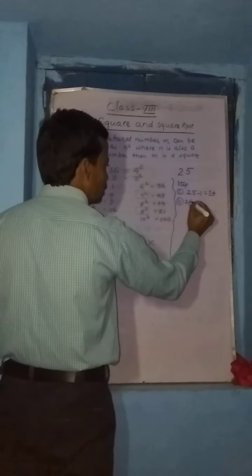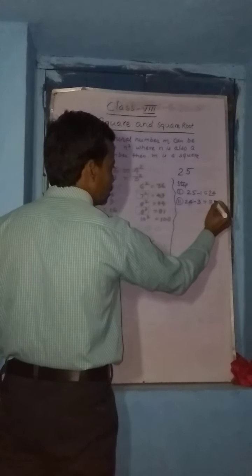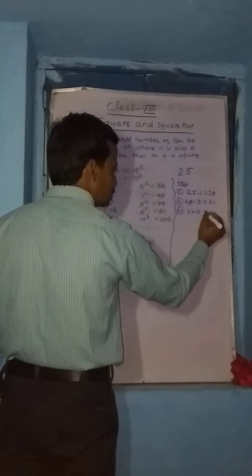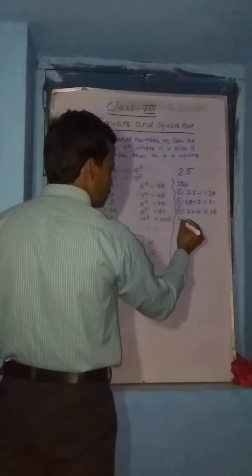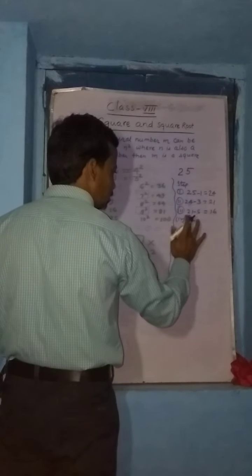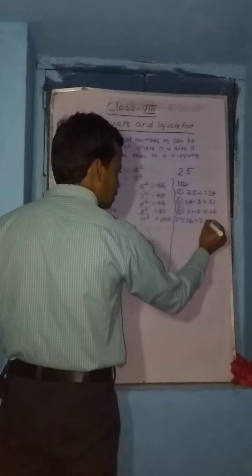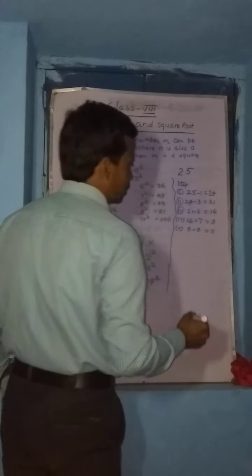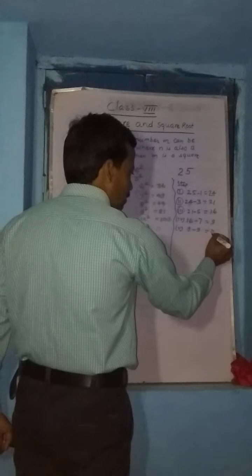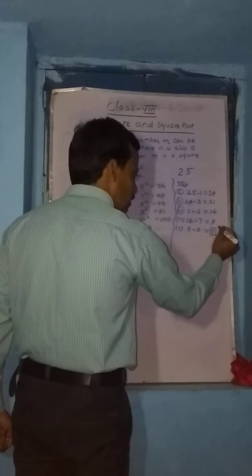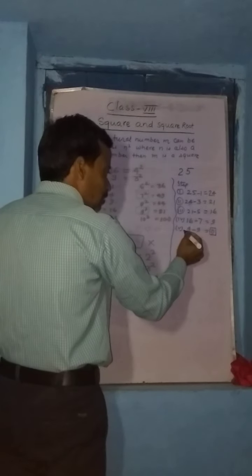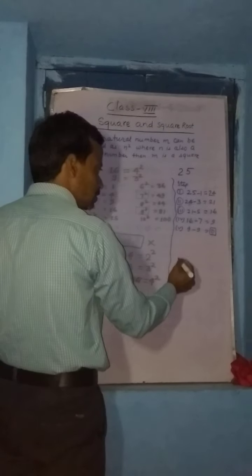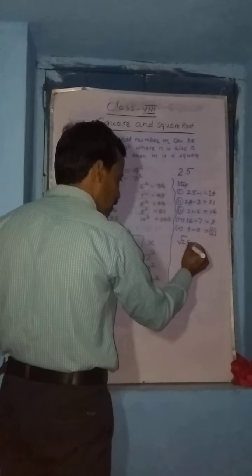24 minus 3. That is 21. Now, third step. 21 minus 5. This is 16. Fourth step. 16 minus 7. This is 9. And fifth step, 9 minus 9. And this process will continue till the remainder is 0. And we count how many steps. So there are 5 steps. So the square root of 25 is equal to 5.